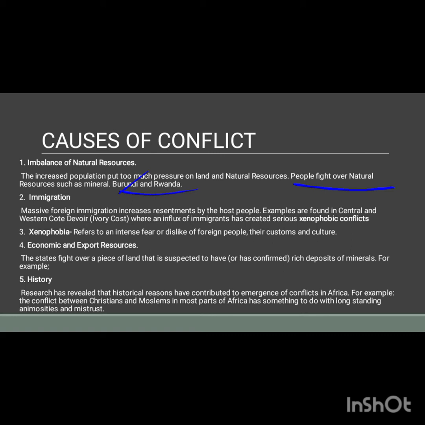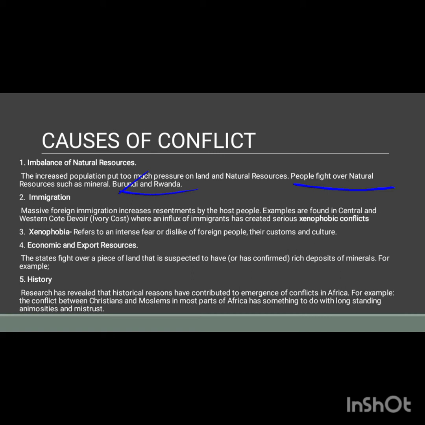Xenophobia. This was recently taking place in South Africa. Now, what is xenophobia? This refers to an intense fear or dislike of foreign people, their customs and culture. Intense dislike. You just dislike them. You just don't want them. That is xenophobia. So that will cause conflict. You saw what was happening in South Africa. So xenophobia causes what? Conflict.